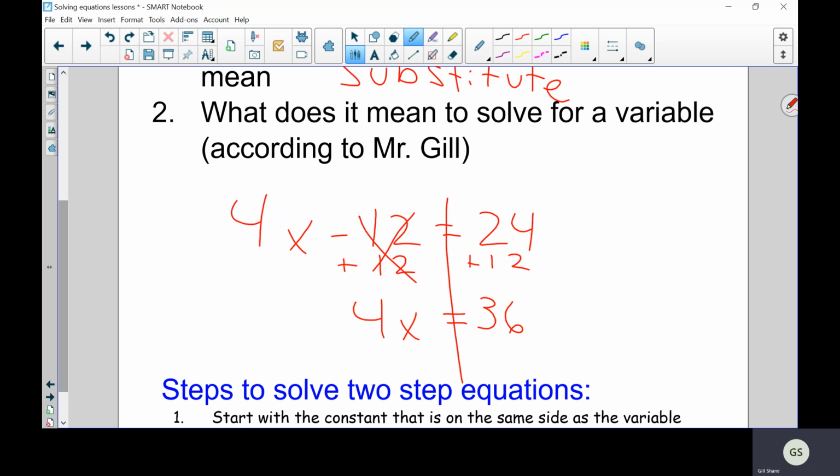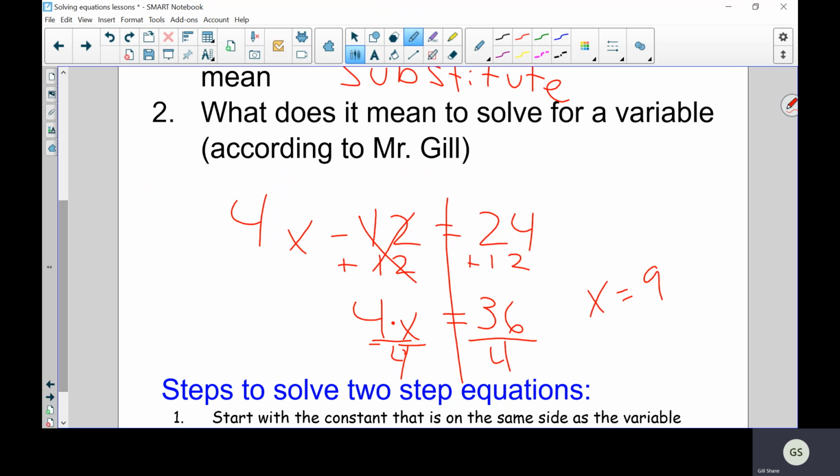Now I'm on the last step. Last step is oftentimes division because I have 4 times x right here. 4x is 4 times x. Well, I need to do the opposite math again. I'm ahead of myself. So I divide by 4. Whatever number is with the variable is what we divide by because we're doing the opposite math. Opposite of multiplying by 4 is dividing by 4, but if I do it on the left, got to do it on the right. So I get x is 9.